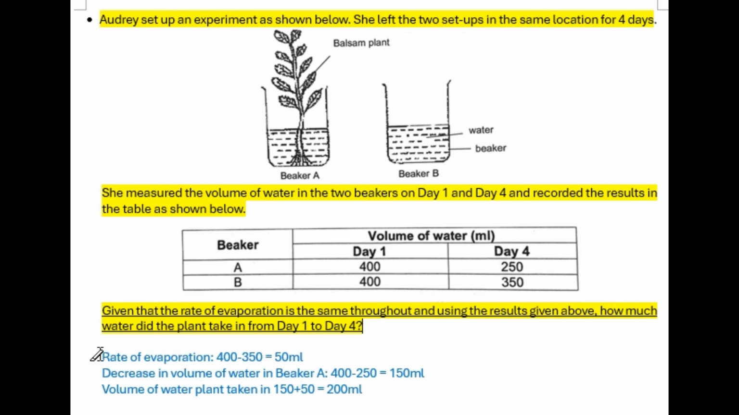Rate of evaporation: 400 to 350 equals 50 milliliters. Decrease in volume of water in beaker A: 400 to 250 equals 150 milliliters. Volume of water the plant took in: 150 plus 50 equals 200 milliliters.